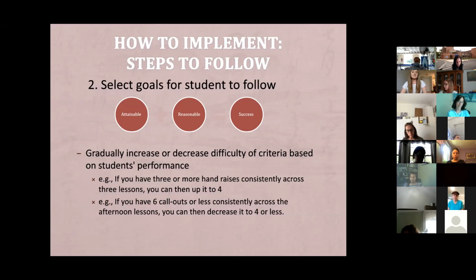Another example is if you have 6 callouts or less consistently across the afternoon lessons, you can then decrease it to 4. So gradual is the key here, consistency is a key here, and making sure that you're allowing your students multiple times to practice reaching their criteria before you make it more difficult for them.